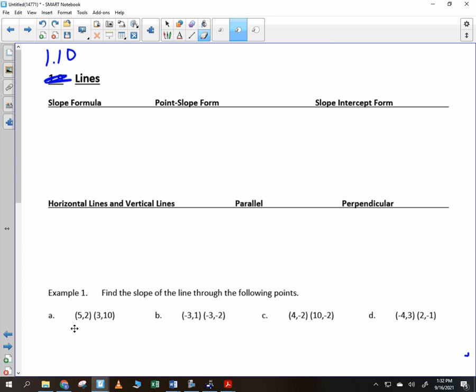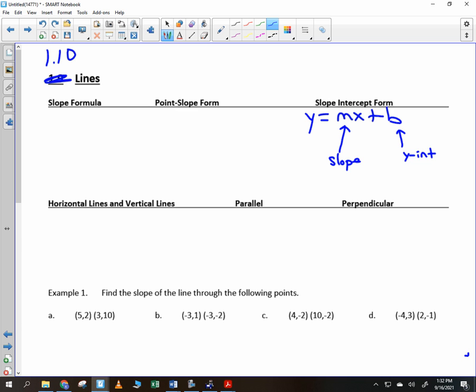Do you remember what slope-intercept form is? Excellent. y equals mx plus b, where b is the y-intercept and m is the slope. Do you remember the slope formula? y2 minus y1 over x2 minus x1. Yeah, you got it.